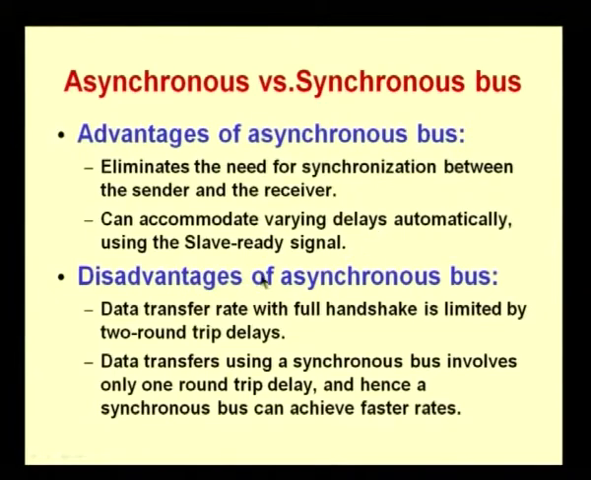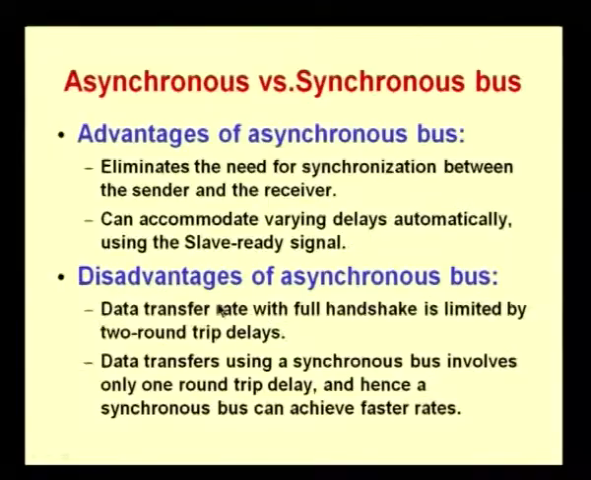The second thing is you can easily accommodate varying delays using the slave ready signal. So, if you have a slower slave, it will put out the slave ready signal later. Automatically, you can accommodate different timing, or different delays, of the different devices. That can be done easily with the asynchronous bus.